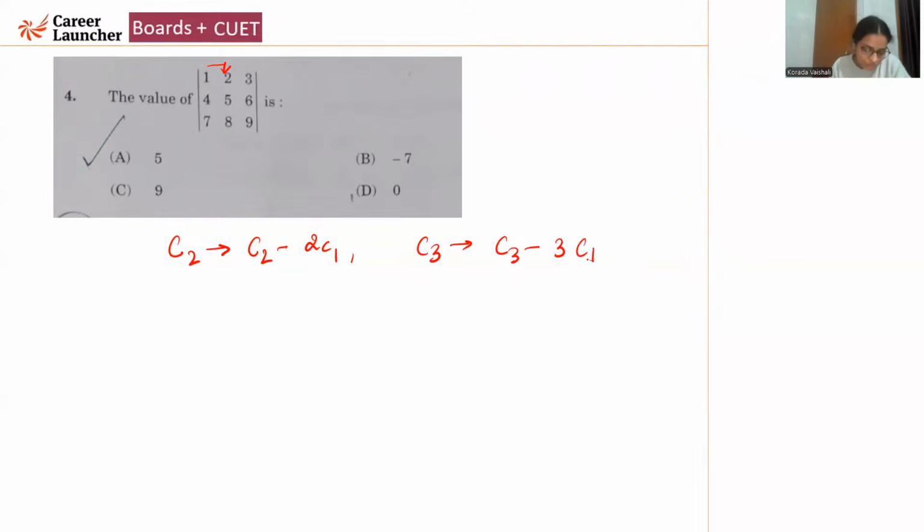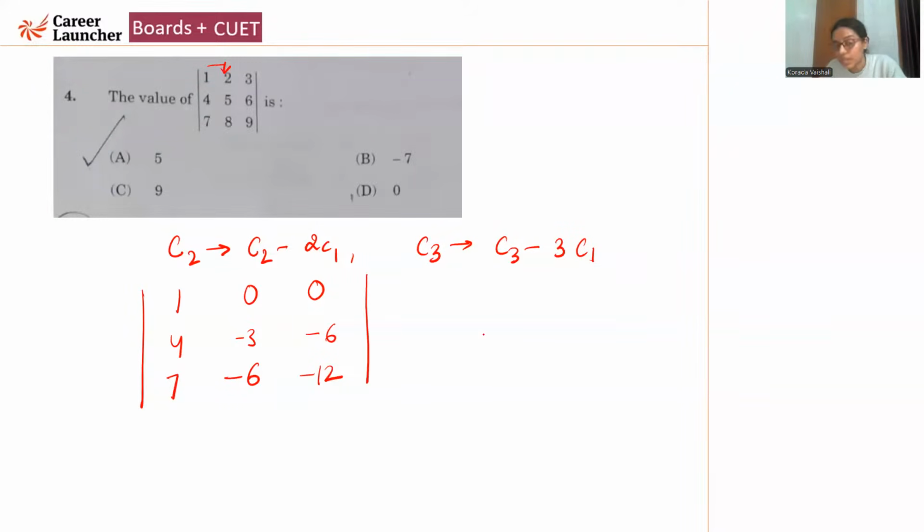So apply both of these properties and see what you are going to get. The first column is not going to be changed, so I'll just keep it down as 1, 4, 7. The second one is going to be 2 minus 1, 5 minus 8 is minus 3, and then minus 6. 3 minus 3 is 0. Then 6 minus 12 is minus 6, and so on, minus 12. So after solving this, if you now calculate the determinant along the row 1, what is it going to be? 36 minus 36, which is going to be 0. So option number D is right for question number 4.